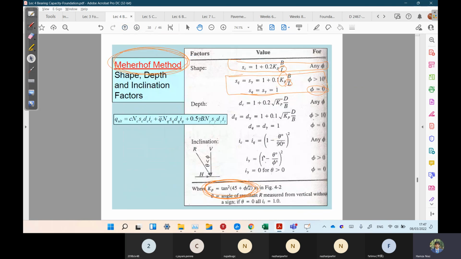So after the shape factors, we have these depth factors. Again, the same expression, just the difference is this expression uses D or B. Before we were using B or L, now we are using D or B. D is the depth of footing. After shape factor, we have inclination factors. Inclination factors depend upon the load.